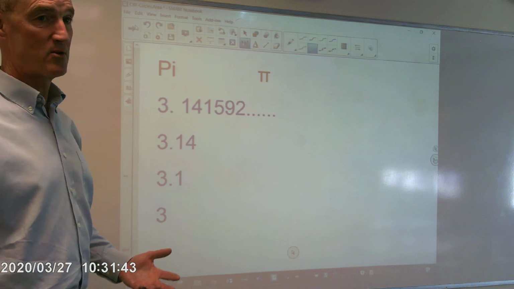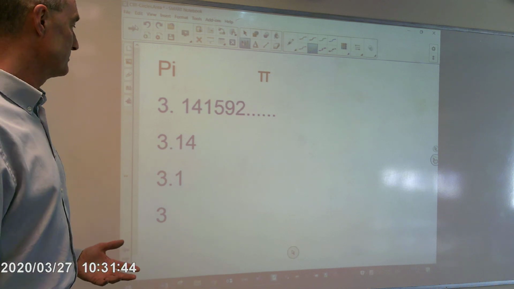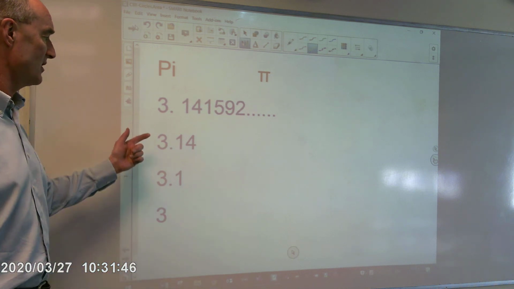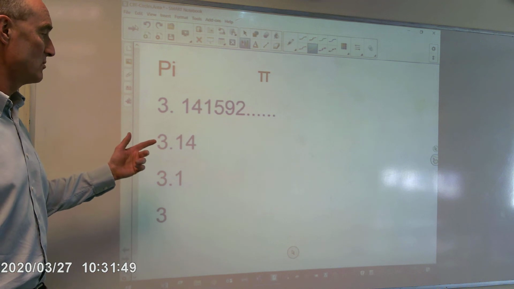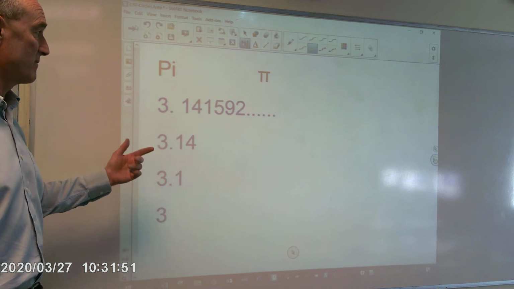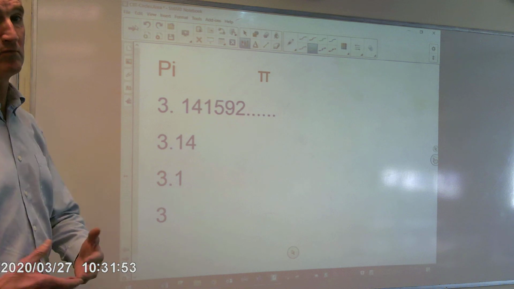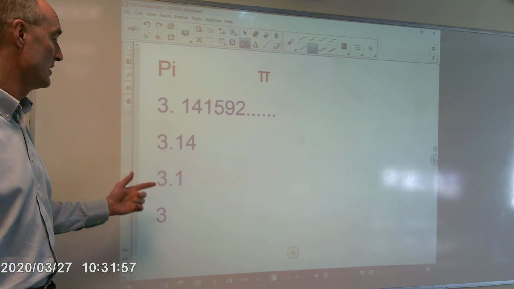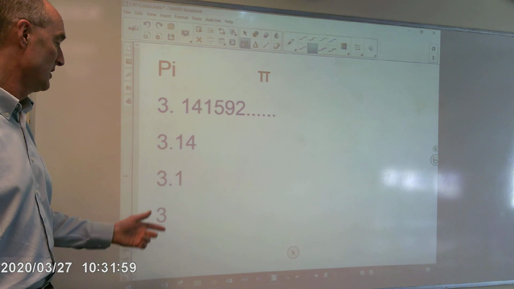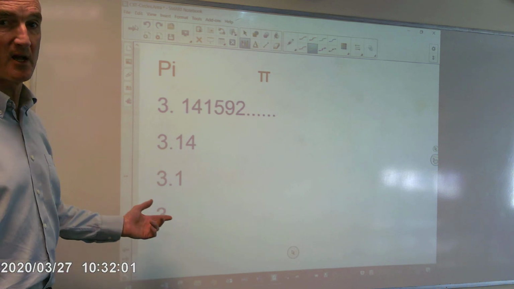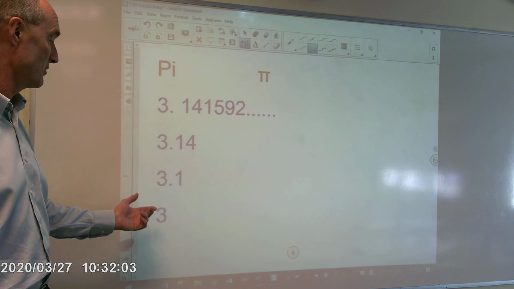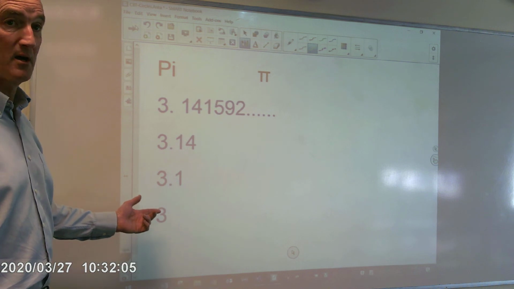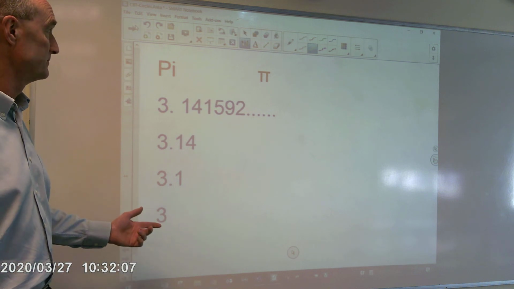You'll have that value of pi on your calculators. Sometimes in calculations though, they ask you to take a value of pi that allows you to more readily use it in calculations. Sometimes that can be 3.14, sometimes it can be 3.1, and sometimes, as I'm going to do today when I'm doing calculations for you, the value of pi to be taken could be 3.